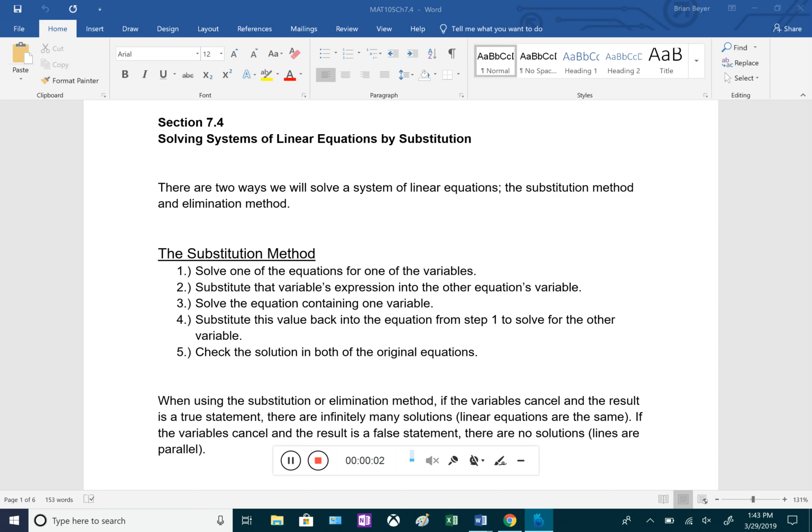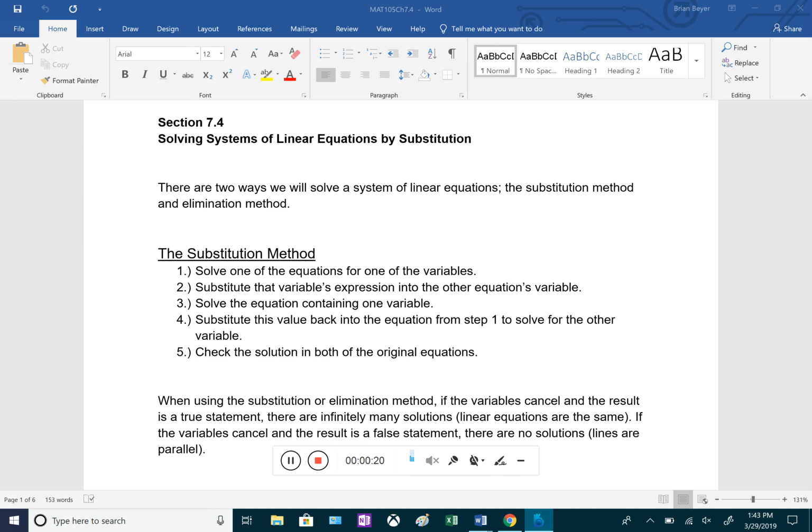Okay, now for this section, we're going to be solving systems of linear equations by substitution. Previously we solved systems of linear equations by graphing them. Now we're going to do it algebraically, by hand.